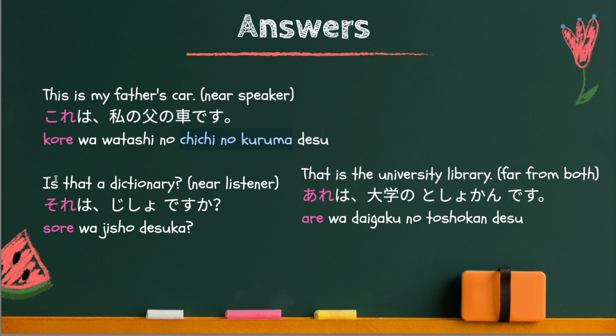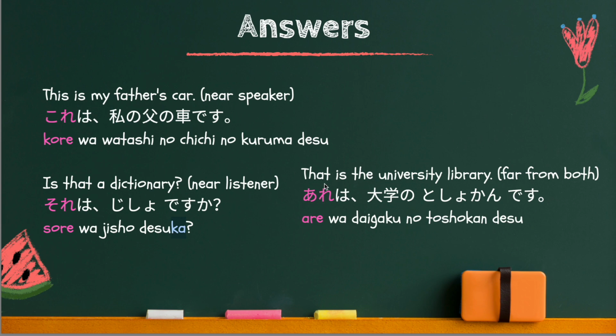Second one, is that a dictionary? それは辞書ですか? それ is used because the dictionary is near the listener. And I ask her, is that a dictionary? That's why それ is used. It's a question sentence, therefore, ka particle is used at the end.